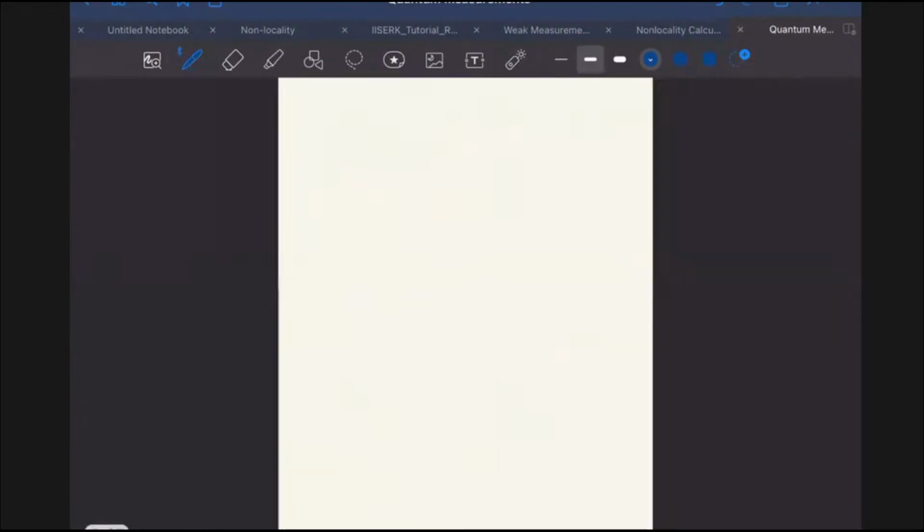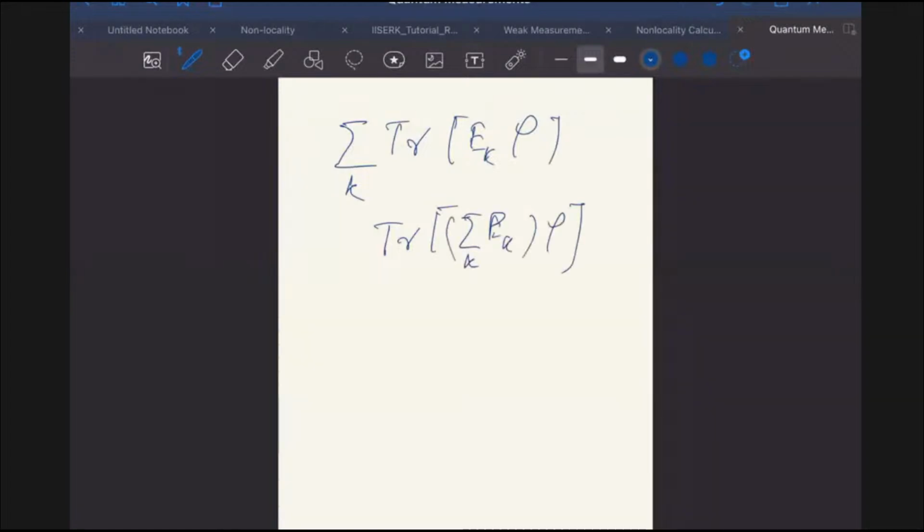See, let me write it again then. Trace over K, ek rho. Okay, so I can write it like this: K, ek rho. So trace of rho is 1. So what should be the value of this quantity? And also this is 1.